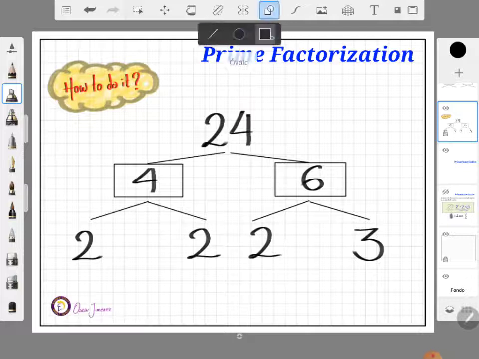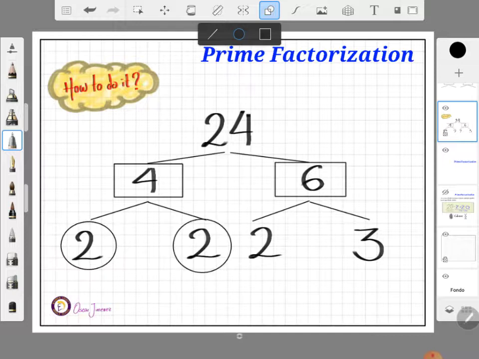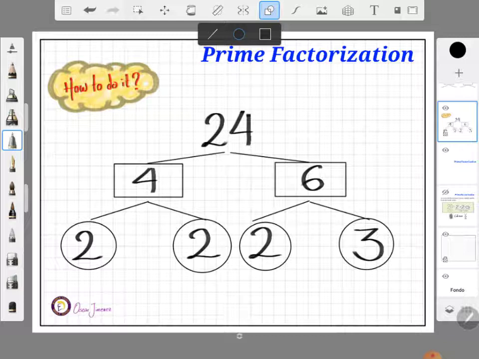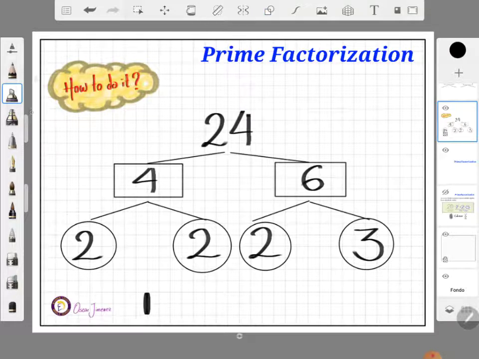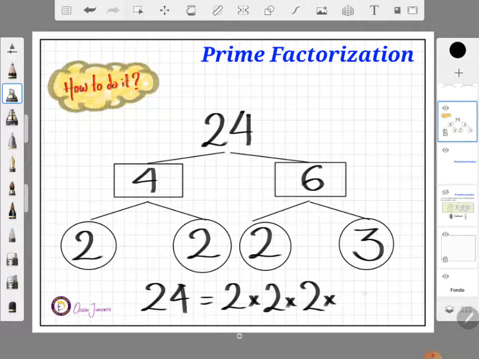So let me use this tool to circle the numbers 2, 2, 2, and 3, because these numbers are prime numbers. Now, when you find the prime numbers at the end, it means you finished your work, okay? Now, the number 24 will be written as the product 2 times 2 times 2 times 3. If you multiply these four prime numbers, you will have the number 24, okay?